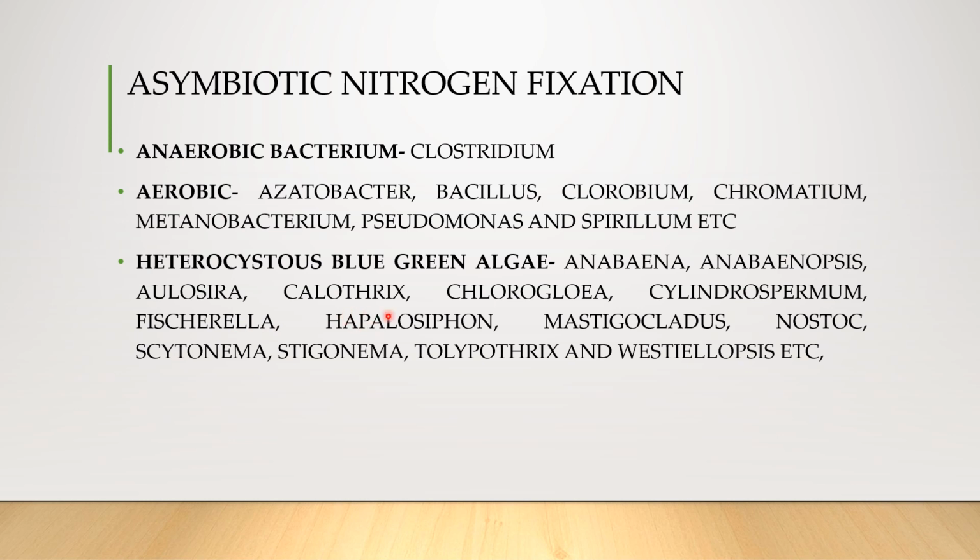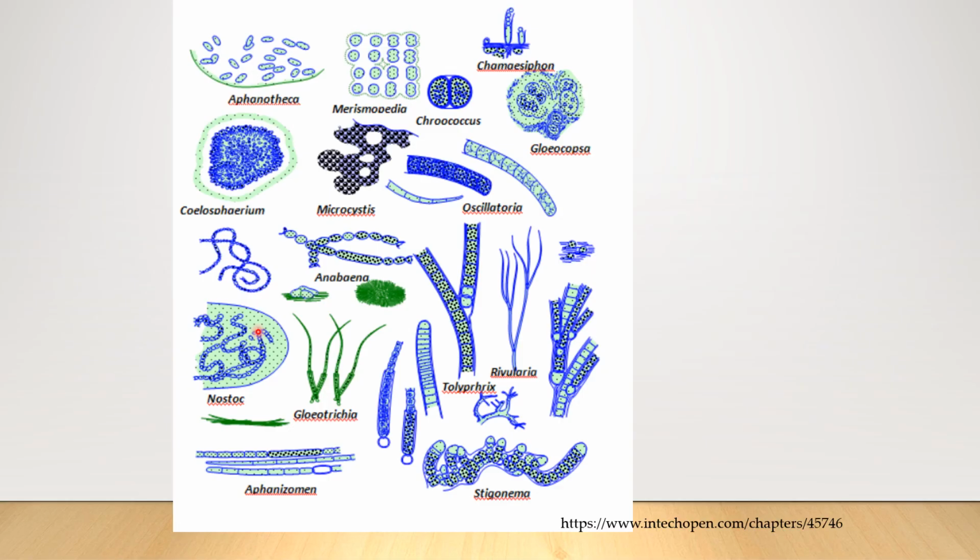Aulosira, Calothrix, Chlorogloea, Cylindrospermum, Fischerella, Hapalosiphon, Mastigocladus, Nostoc, Scytonema, Stigonema, Tolypothrix, and Westiellopsis, etc. So these are some images of various organisms that I could download.